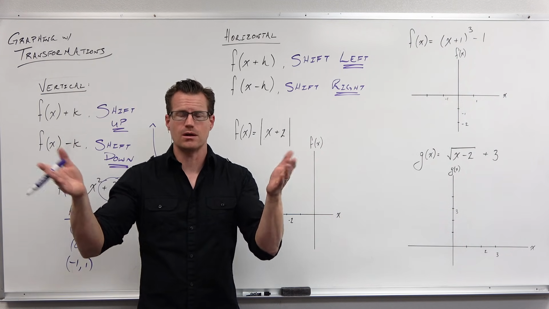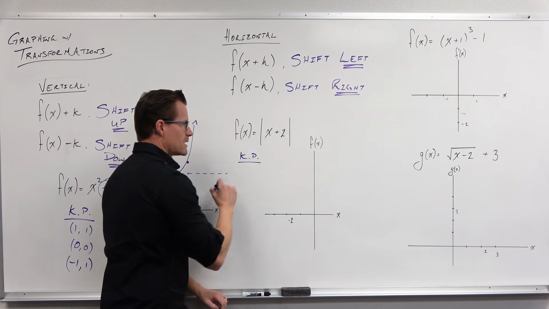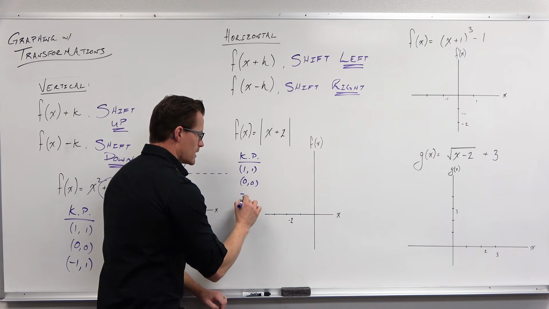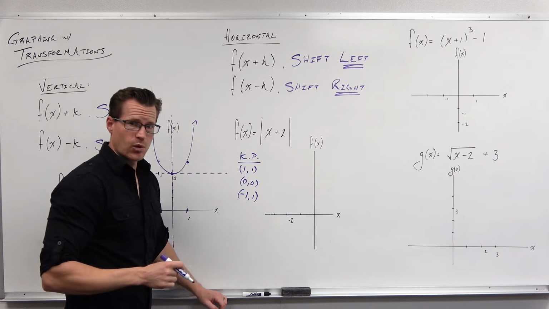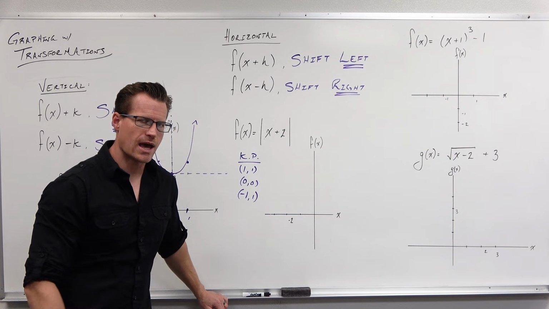I'm going to get a V here. The second thing to understand is that I have some key points. My key points are (1, 1), (0, 0), and (-1, 1). That would be the key points of my basic absolute value of x graph. That's what absolute value of x is going to have.